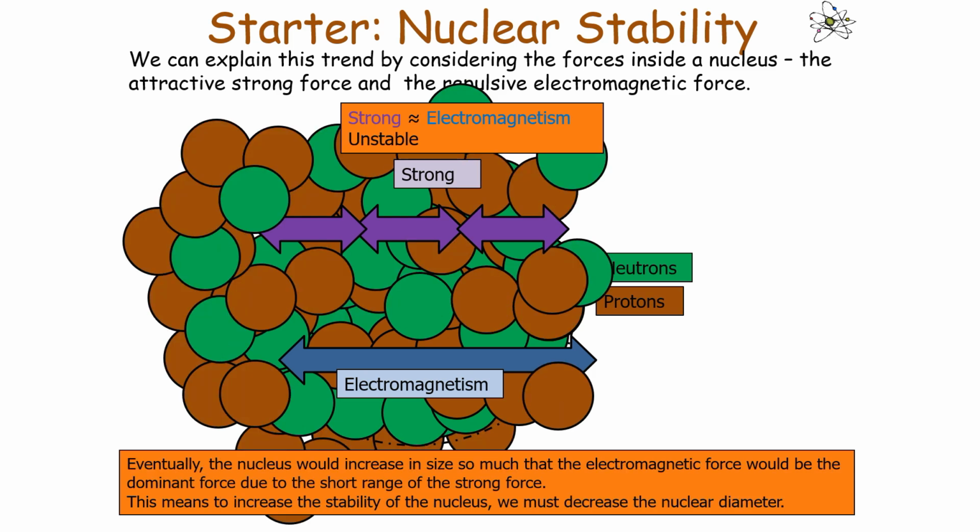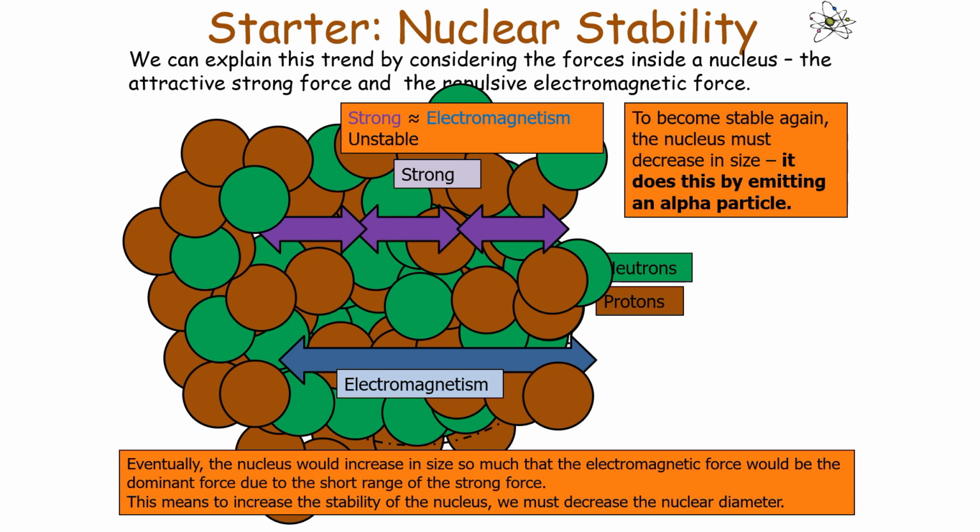Because eventually, if the nucleus would increase in size so much that the electromagnetic force would still be the dominant force, due to the short range of the strong force. So to increase the stability of the nucleus, we've got to decrease the nuclear diameter at that point. So to become stable again, the nucleus must decrease in size, which you can do by emitting an alpha particle.